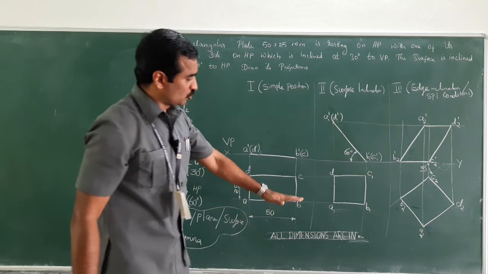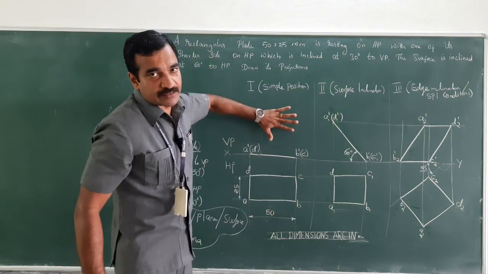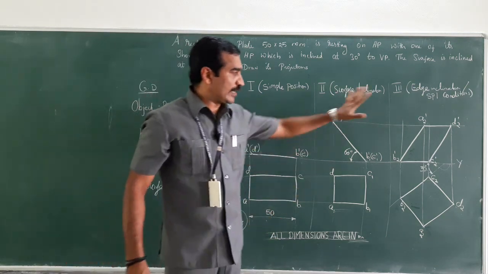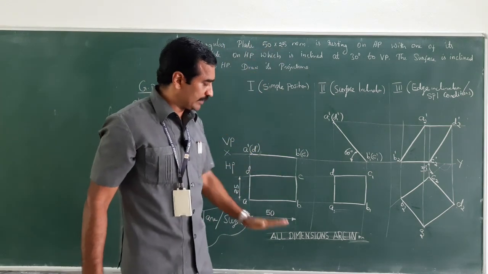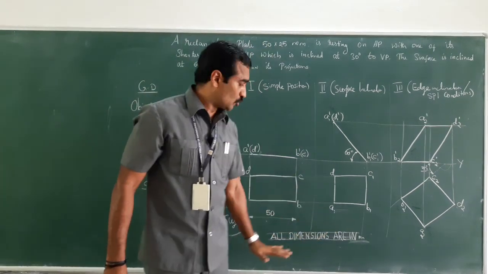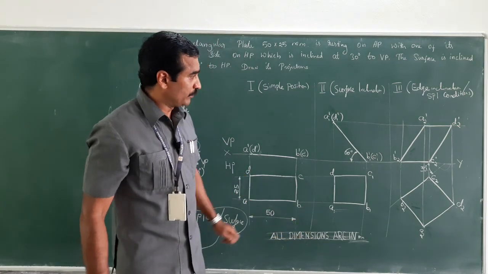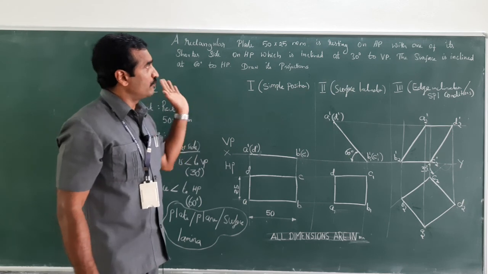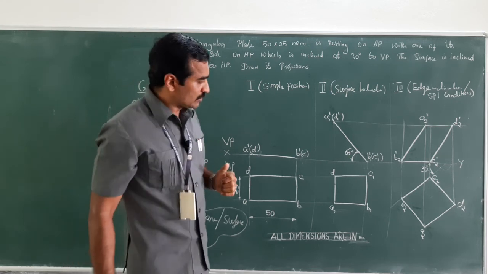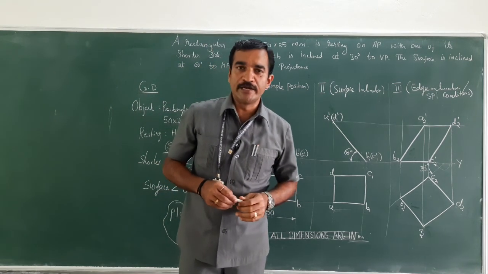Choose the suitable scale. See, as far as this diagram is concerned, I haven't changed any dimension. Whatever the given information, I have drawn it. Therefore, it should be the true scale, that is scale 1:1. So with this, I have completed the projections of the planes. Hope you have all understood it. Thank you.